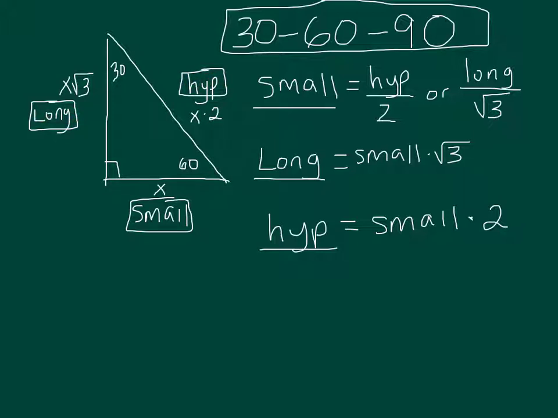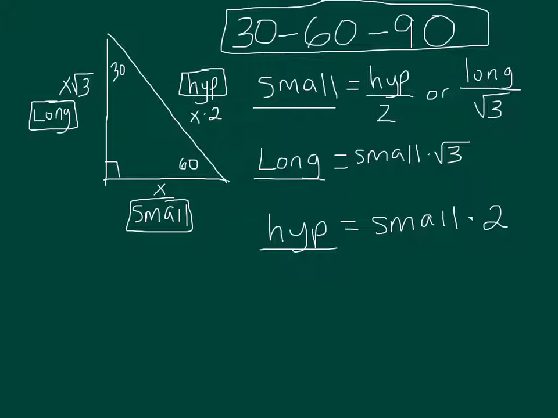Now this is pretty easy to do. Don't always go by looks though. Sometimes the legs will look really close to the same size and then you're guessing. But the way that you can be sure is to remember first of all that your hypotenuse is always opposite of your right angle. So if you find your right angle, your hypotenuse is going to be opposite of that.